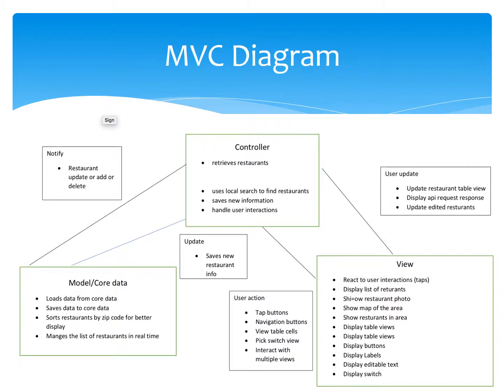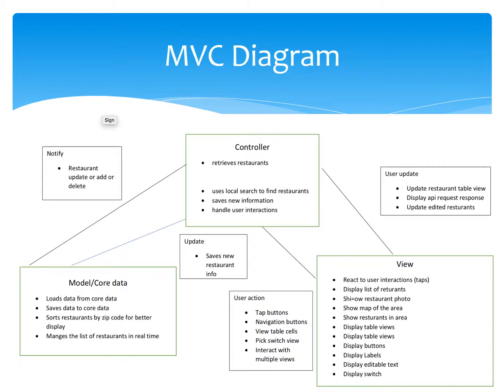So this is the MVC diagram. First of all, we have the controller that retrieves all the restaurants, does all the map search, handles all the tables, and updates the view and anything that needs to be updated in the view. Then we have the view that displays everything, displays the restaurants' data in a table, displays the map and all the results on a map, and basically displays any UI item in the application.